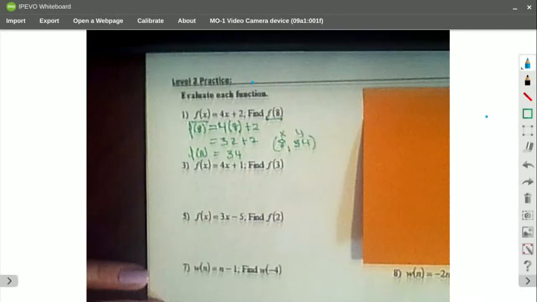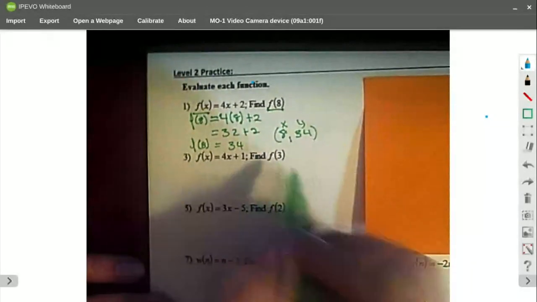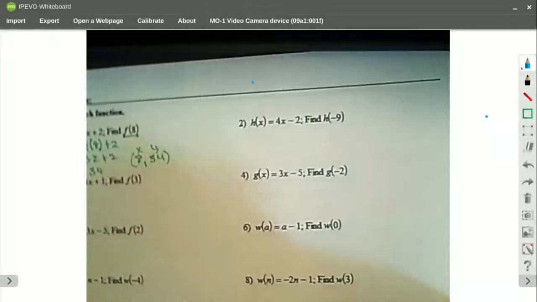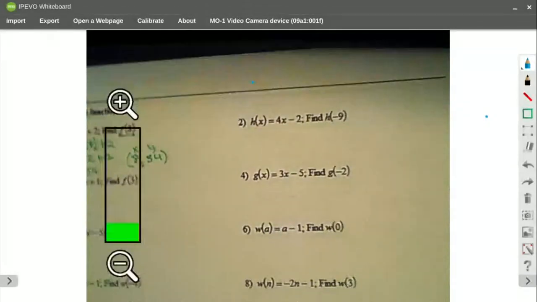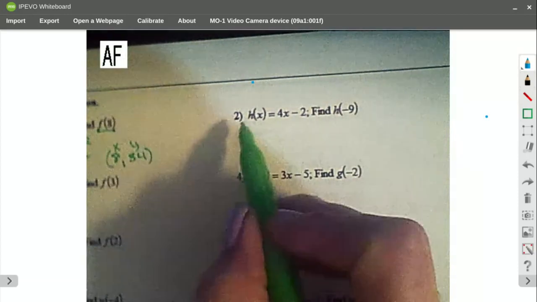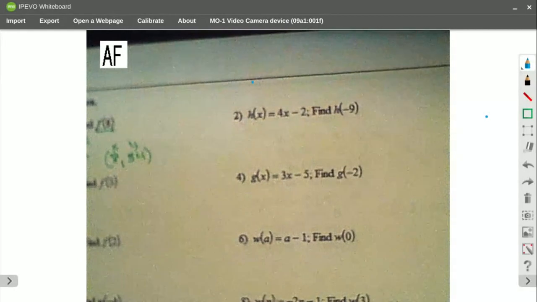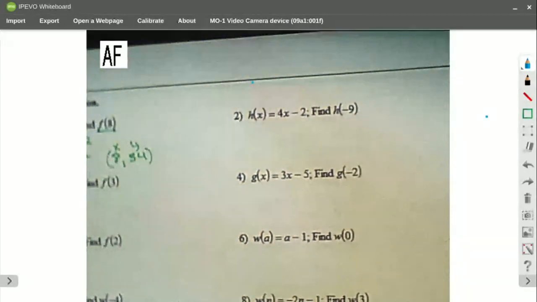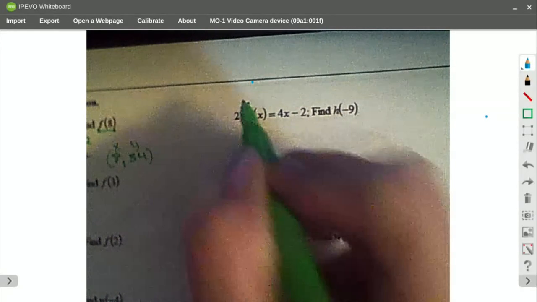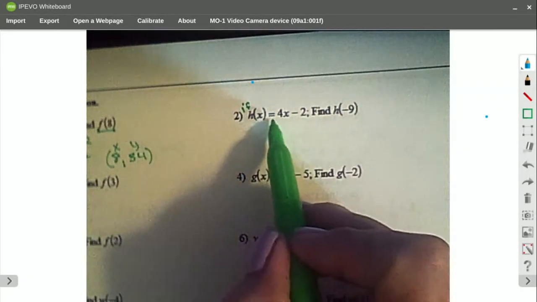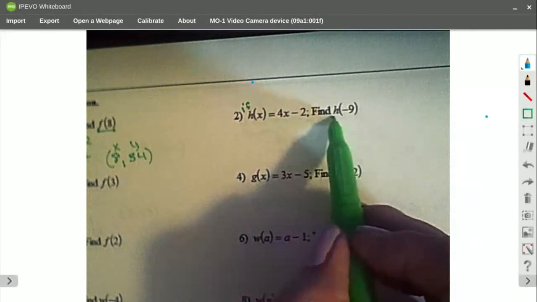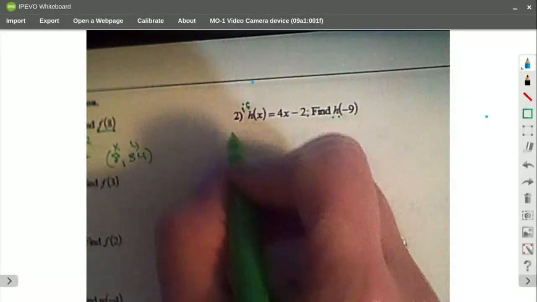Okay? All right. What if I have, let's go over this way. And we're going to use a negative number. All right, so, and I have a different letter here. It's H, right? But that doesn't matter. It's still just my Y. All right, so if, let's get that little if-then going. If H of X is equal to 4 times X minus 2, what will be H of -9?